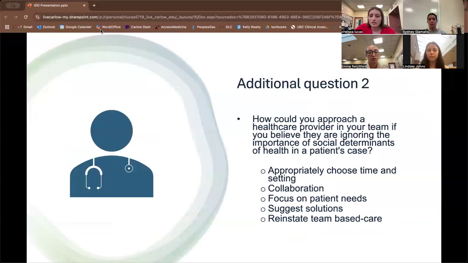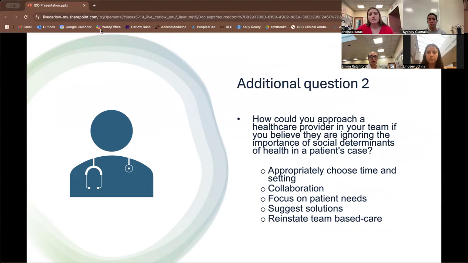Our second additional question is, how could you approach a healthcare provider on your team if you believe they're ignoring the social determinants of health in a patient's case? So the order I would do it would be to appropriately choose a time and setting. Be sure to address concerns in private or in a group huddle where everybody can listen. Make sure not to go at it in an aggressive way.